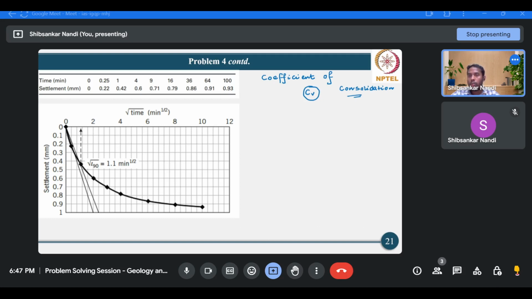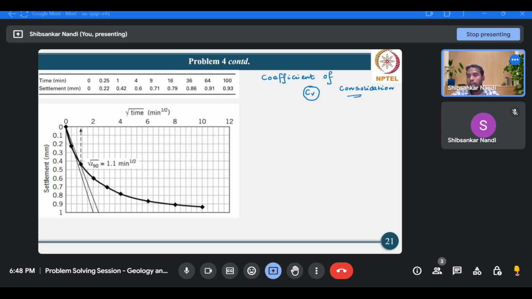What we'll do first is plot this time-settlement data in this fashion, the square root of time. In the x-axis we'll plot the square root of time, and in the y-axis we'll plot the settlement. So these are the data plotted based on the given data.